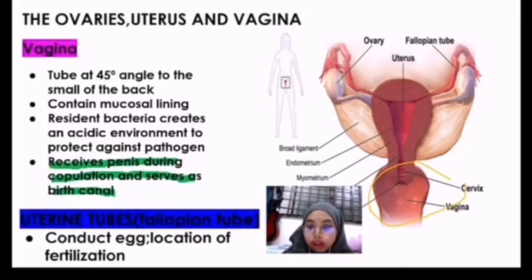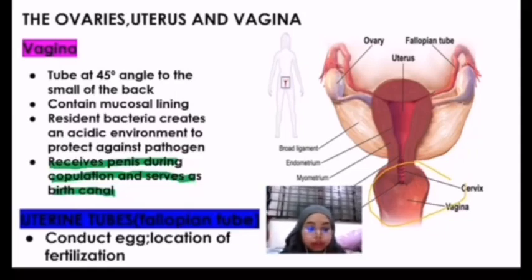contains a mucosal lining, and they have resident bacteria, different types of bacteria that normally reside in the vagina and create an acidic environment to protect against pathogens, or to protect from the possible growth of pathogenic bacteria. But the sperm prefers the basic environment provided by semen.